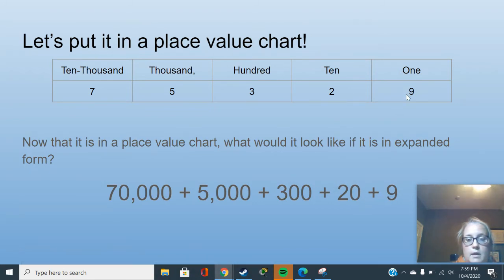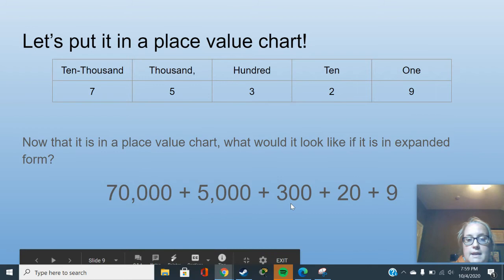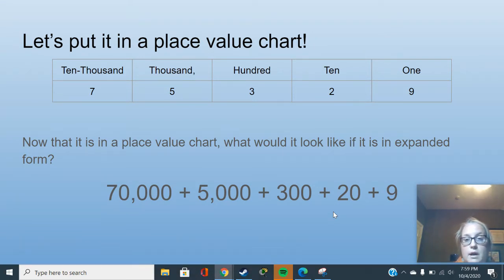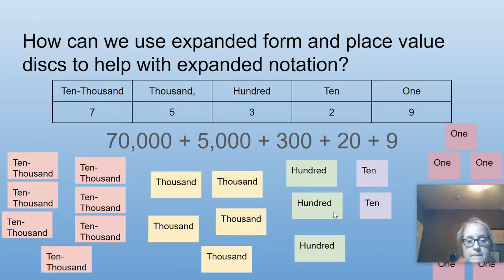So I'm going to count by ones until I get to 9. So 1, 2, 3, 4, 5, 6, 7, 8, 9. So this is what it would look like in expanded form. Now we're going to continue to move forward, but now we're going to use place value discs again. And remember, those just help us to model our number. And we're going to use that to help us with expanded notation. So let's see what it would look like with place value discs.